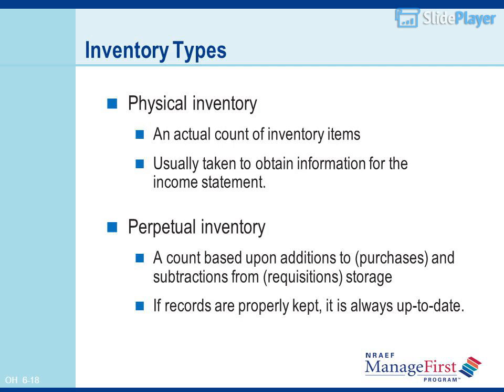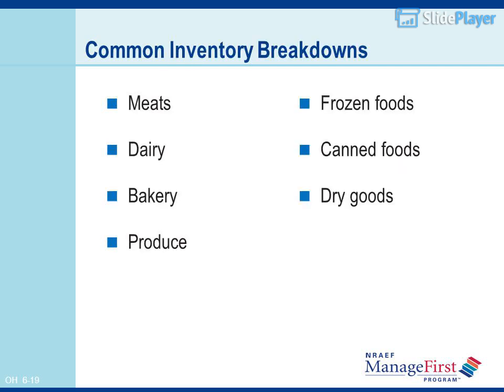Unless a physical inventory is taken periodically, theft can go undetected for long periods of time when using a perpetual inventory. Ask students how often inventory is taken in the restaurants where they work and what type of inventory system is used. Common inventory breakdowns: meats, dairy, bakery, produce, frozen foods, canned foods, dry goods.